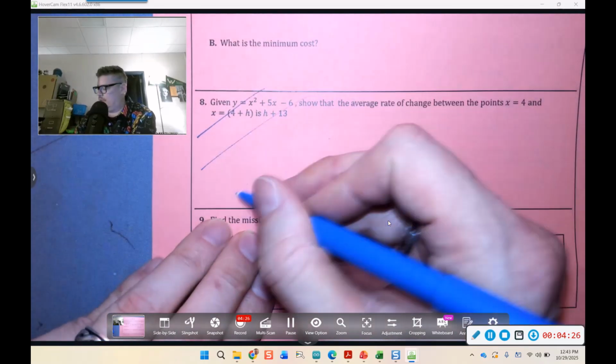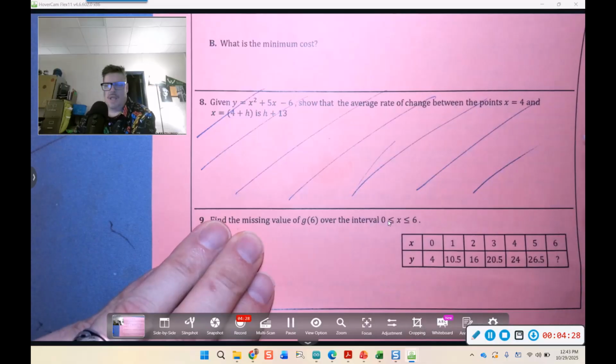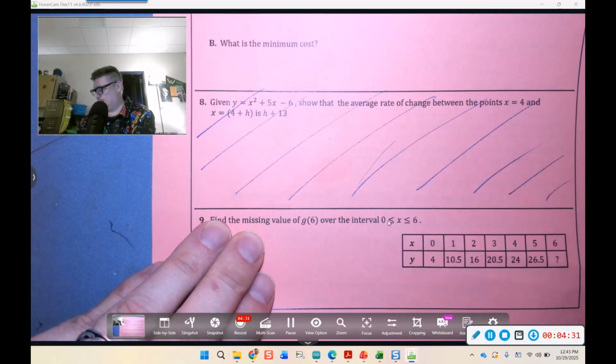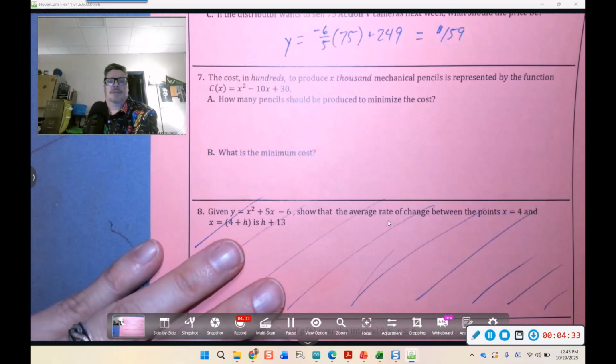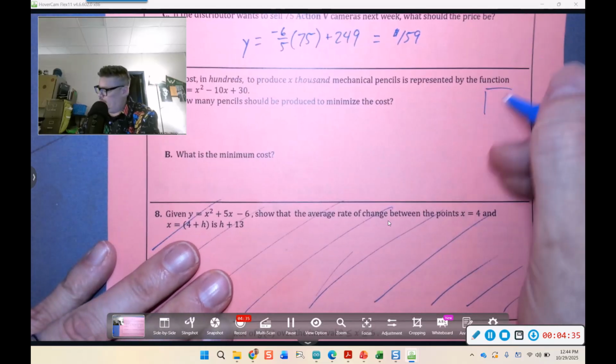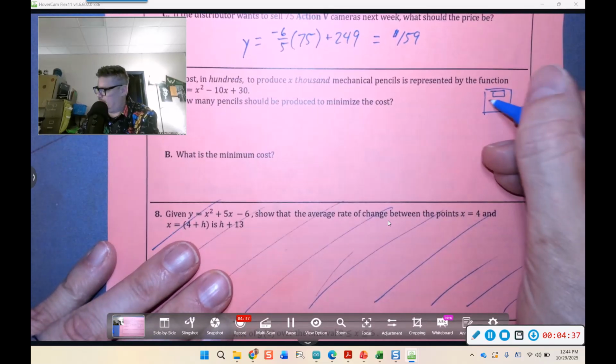All right. Now let me just say we're going to cross out number 8, so you don't have to do that. That was probably confusing. We crossed out those examples in our notes as well. But this guy, we're going to use a calculator for.